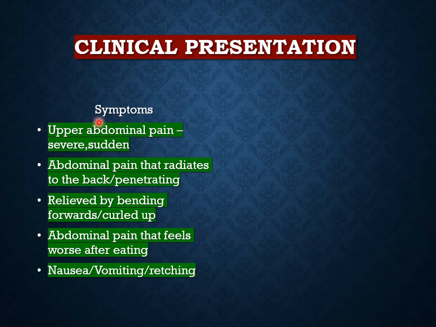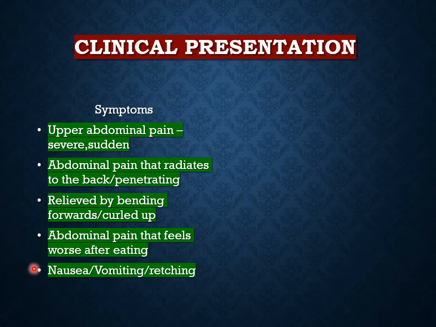Next, we come to the clinical presentation of acute pancreatitis. First, the symptoms. The most prominent symptom of acute pancreatitis is upper abdominal pain. The pain is usually in the upper abdomen, epigastric region, lower epigastric region, around the umbilicus, more to the left. The pain usually radiates to the back, that means from front to back, with relief by bending forwards or lying in a curled up position. The abdominal pain feels worse after eating; it's precipitated or aggravated by food. And there is a significant degree of nausea and vomiting and even retching. So vomiting is a very prominent symptom in these patients.